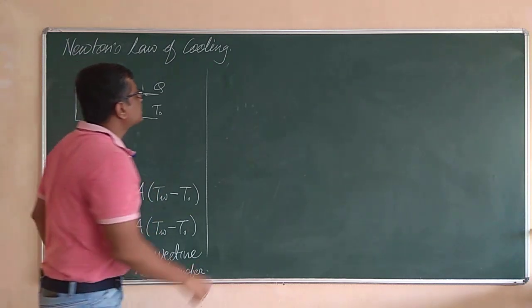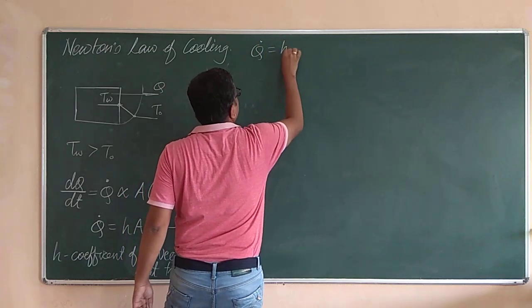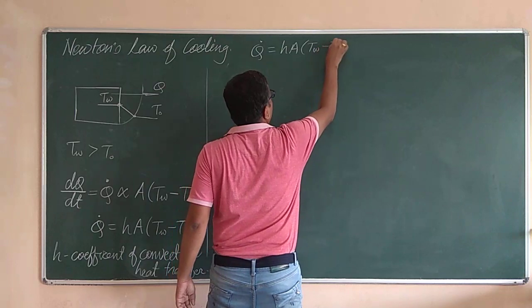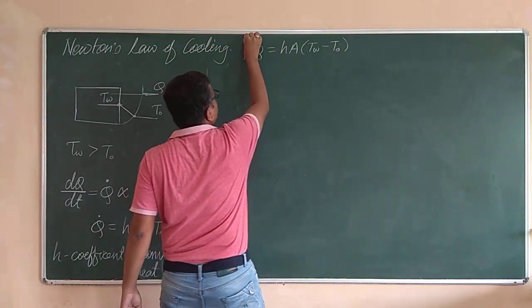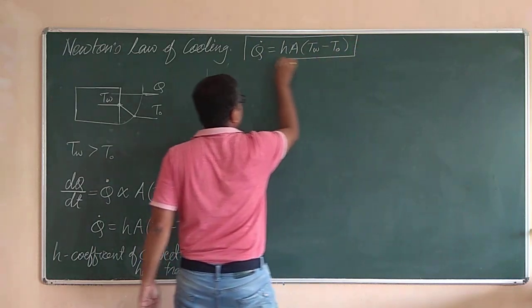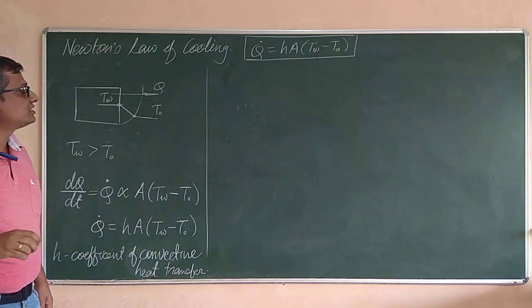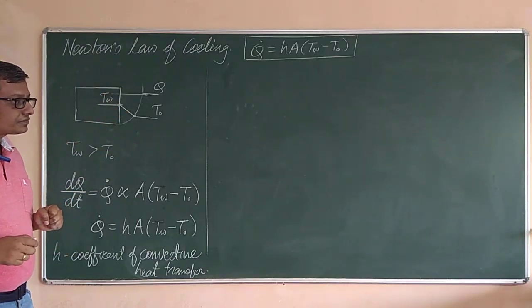I would like to rewrite this equation over here. That is q dot is equal to HA into TW minus T0. This is the statement of Newton's law of cooling. But with this, we can get one more statement for Newton's law of cooling, in a different way, by using the same equation. How is it?